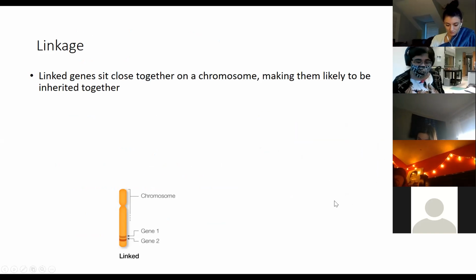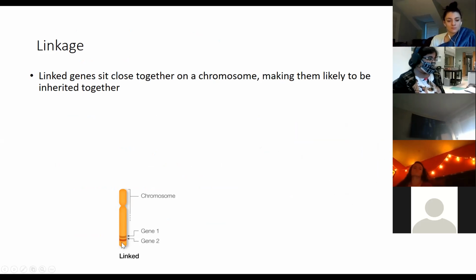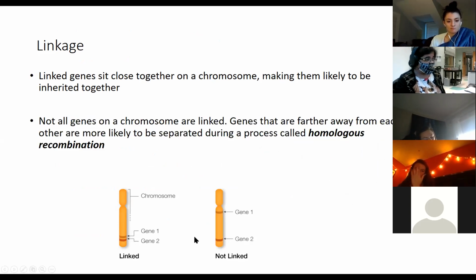So one of the first topics that comes in when it comes to chromosome mapping is linkage. Linked genes sit close together on a chromosome, making them likely to be inherited together. So in this case, since gene 1 and gene 2 over here are very close to each other, they are considered linked. These two genes are on the same chromosome, but not all genes on the same chromosome are linked, okay?